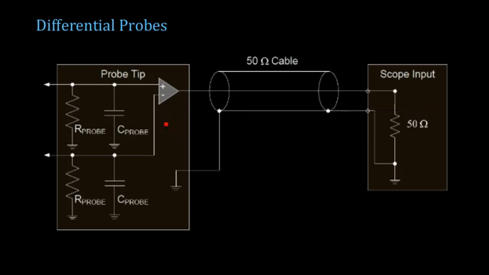And this differential probe figure is here. So here you are applying two signals, and you have a differential amplifier here. You will be getting a single output which can be provided to the scope.